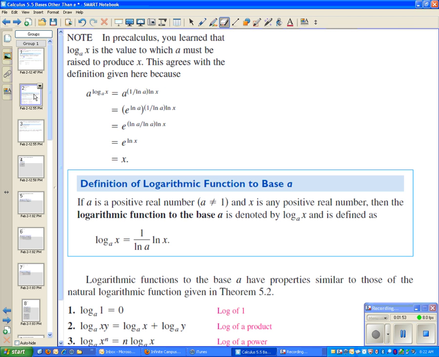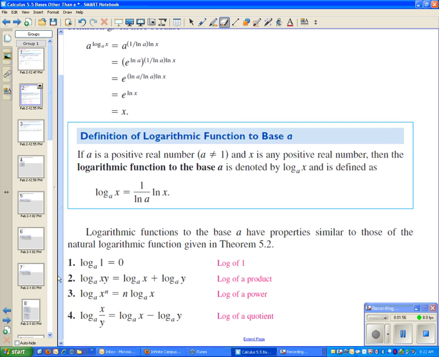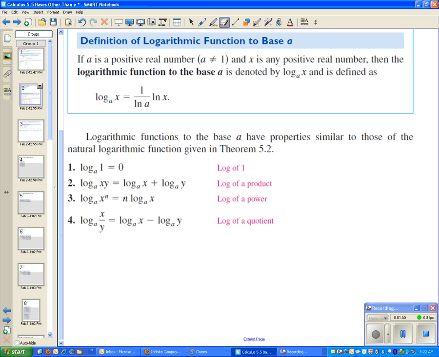Let's see. I think I'll skip that part. All right. If a is a positive real number, not equal to 1, and x is any positive real number, then the logarithmic function to the base a is denoted by log base a of x, or log to the base a of x. I think you're supposed to say the logarithm of x with the base of a. You know, whatever. And it's defined as, and then they give us this horrible, horrible definition. Horrible, simply horrible.